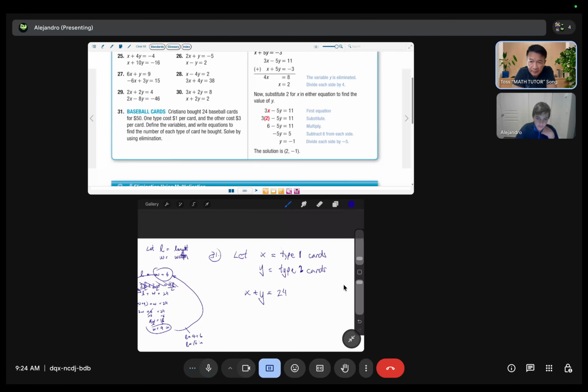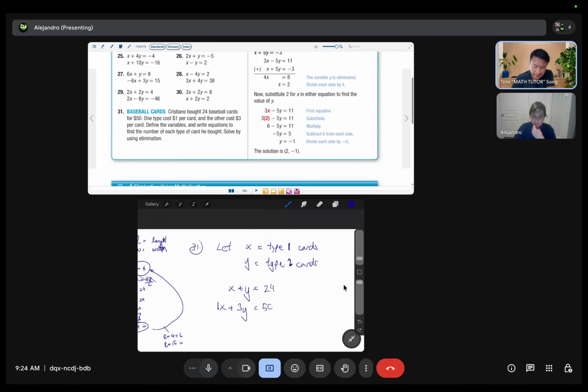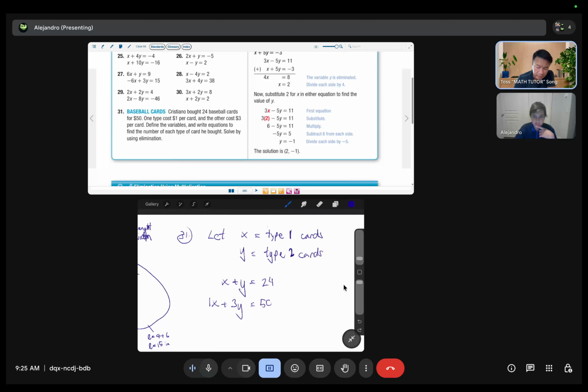The second equation would be x plus 3y equals 50. Yeah, you got it. So this is the cost equation. You can emphasize the 1 if you want, like $1. Some people do the dollar symbol here so that you don't forget the equation is relating to cost, money. I don't do that. I just want to be clean because I already defined the variable. I know what the answer should be, the units. I know the answer is going to be the number of cards.